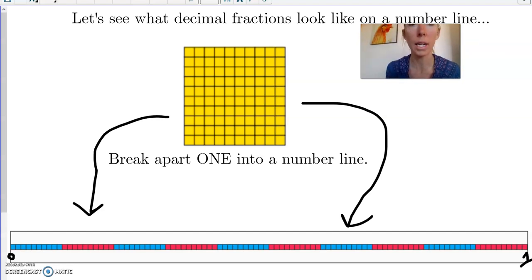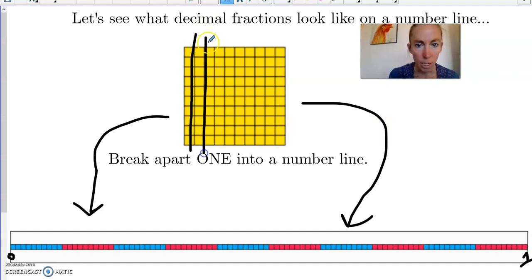Because $1 is broken up into 100 cents, okay? So if we take this $1, 100 cents, and we cut it up, and we cut right here, and we cut right here, and we cut all these tens out, and then we make it into this down here, a number line. Look at this.